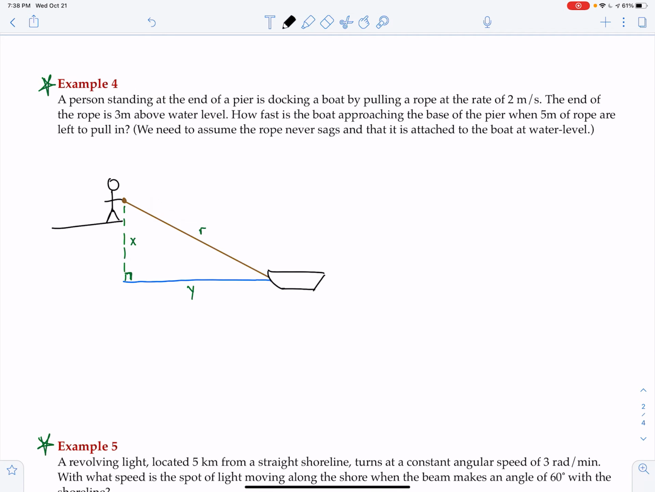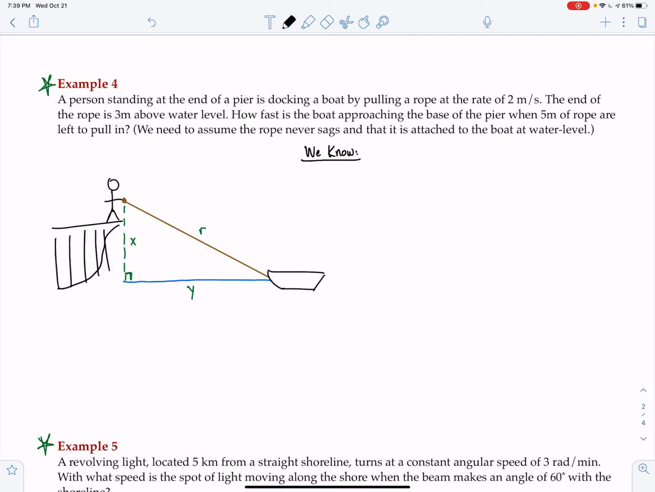The end of the rope is 3 meters above the water level. How fast is the boat approaching the base of the pier when 5 meters of rope are left to pull in? We have a lot going on here, but the picture helps us out a lot. We're going to label the diagram too, and that's going to help us out. Here is what we know.